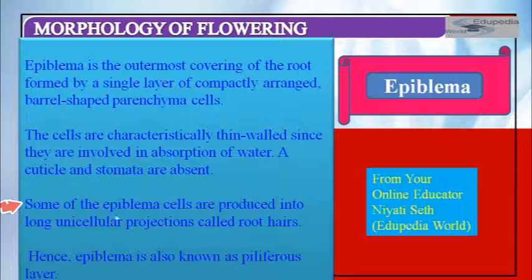And some of the epiblemma cells, students, not all epiblemma cells, bear unicellular projections, which are called root hairs. Only some of the epiblemma cells are produced into long unicellular projections, which are called root hairs. Hence, epiblemma is also known as piliferous layer, students.